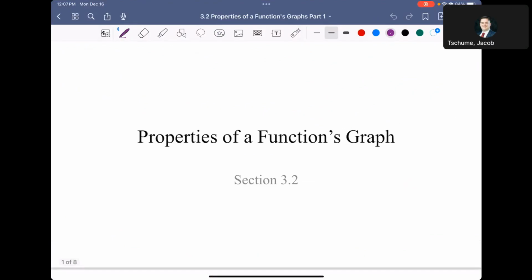All right, so we are going to be moving into section 3.2 now. We're still going to be talking about functions, but in these next couple of videos for this section, we're going to be looking at function graphs and talking about some of the necessary properties that will help us be successful when it comes to functions.